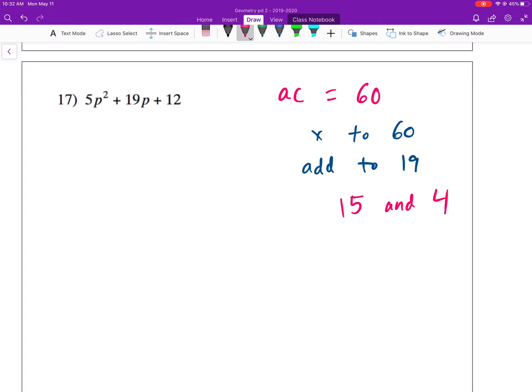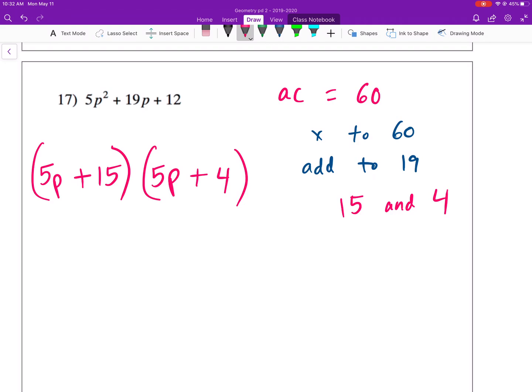Alright, so we have our two binomials, plus 15 and plus 4, and we write 5p in front. 5p, 5p. Which one can we divide out? A number. It's the first one. What could we divide both of those by? It would be 5. So we end up with p plus 3 and 5p plus 4.